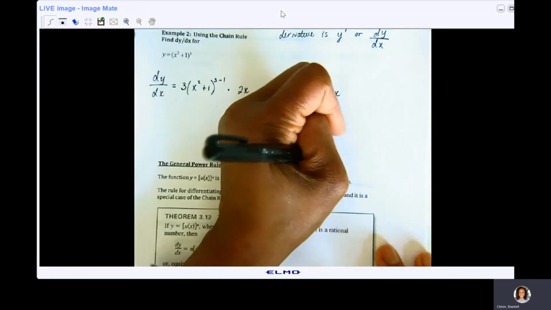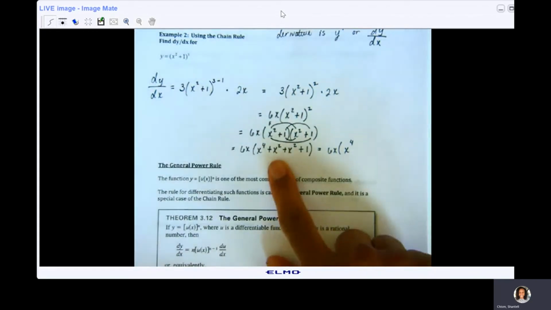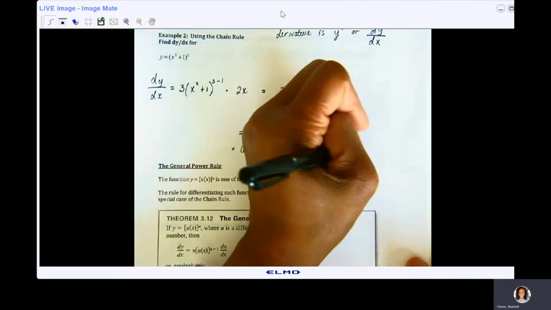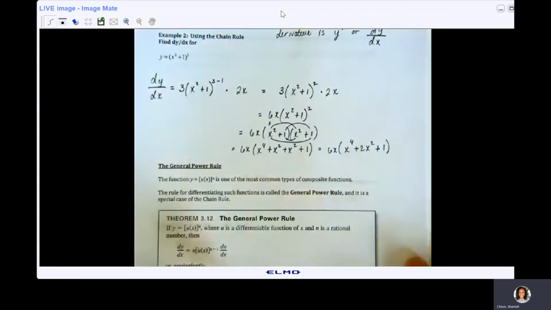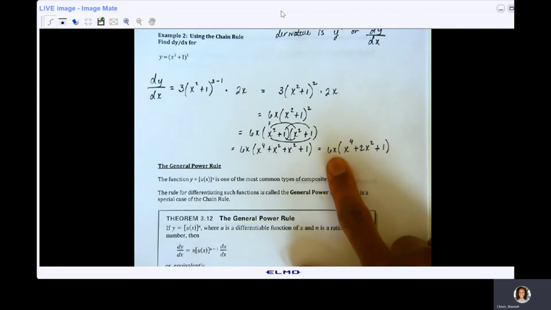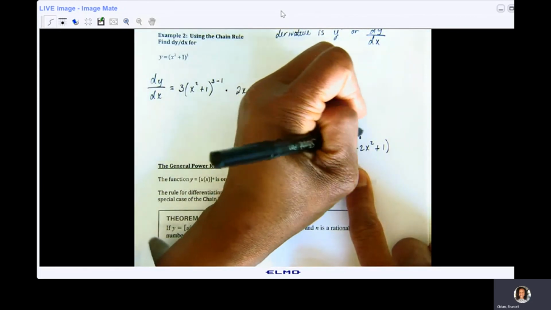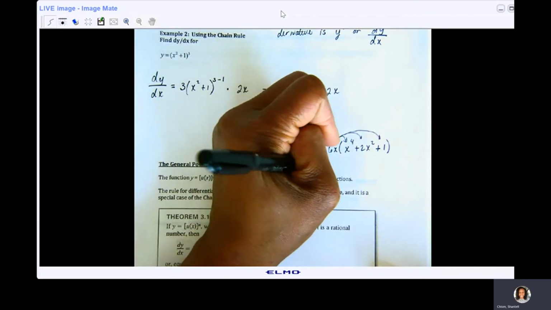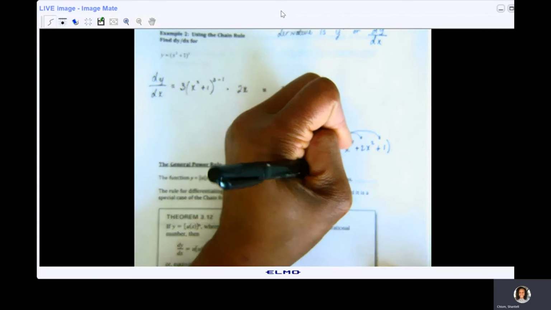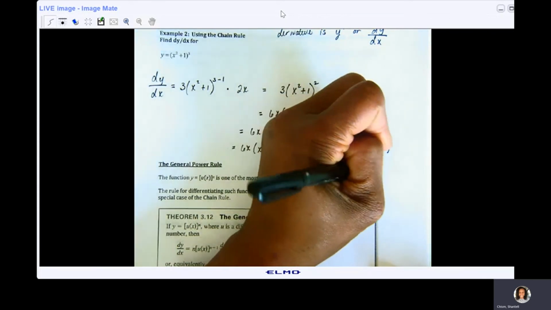So this is now 6x still on the outside, times x to the 4th, 1x squared plus 1x squared is 2x squared, and then I've got plus 1. And I could go ahead one more step, use the distributive property, and multiply through by 6x. So I end up with 6x to the 5th plus 12x to the 3rd plus 6x.